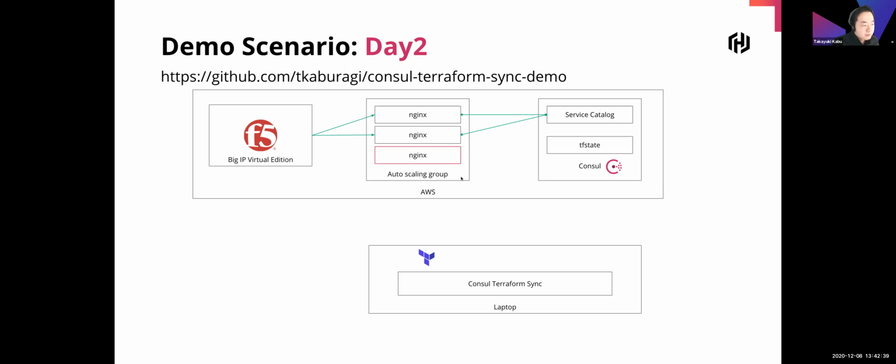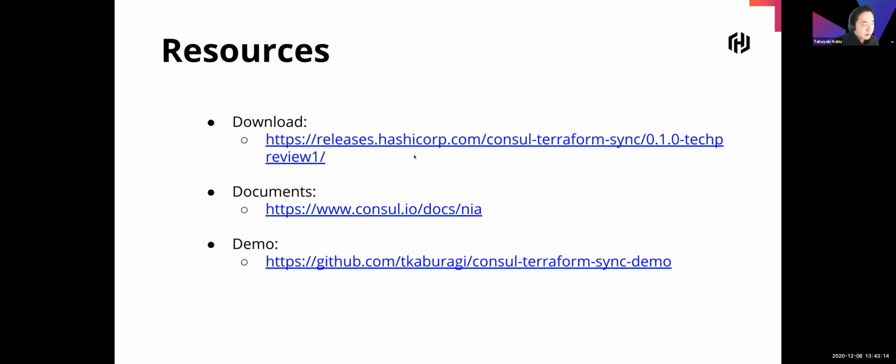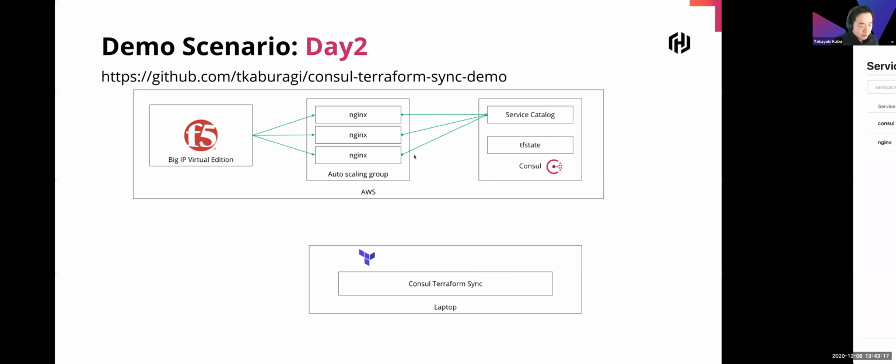I will update the auto scaling group to 3 Nginx servers, and the new Nginx server will be automatically registered to the Consul service catalog, and Consul Terraform Sync will detect changes. And as with day one operation, Consul Terraform Sync will update TF configs and apply to F5 again. And then BigIP will load balance 3 services, including the new one. Okay. So let's start the demo.